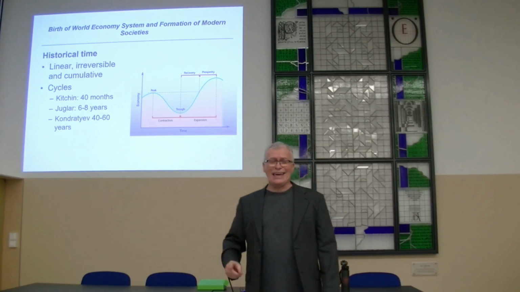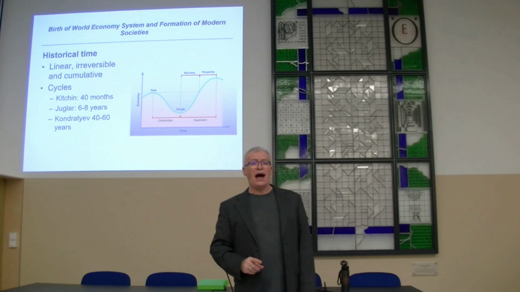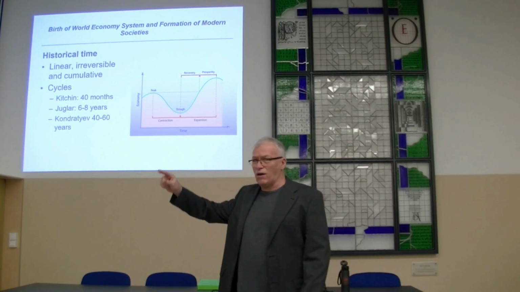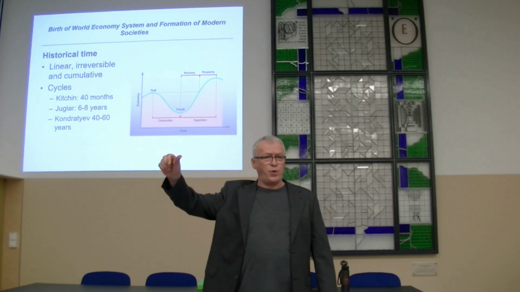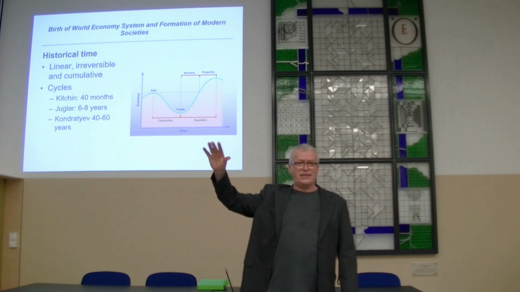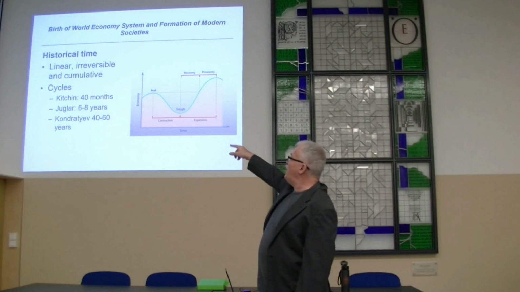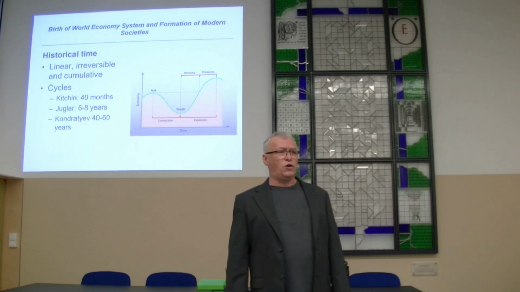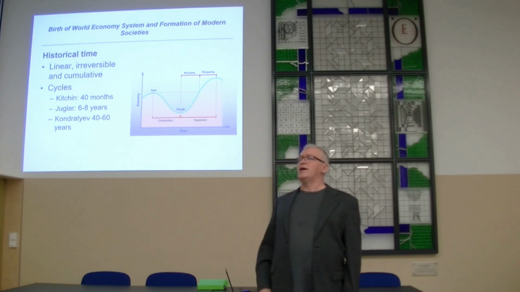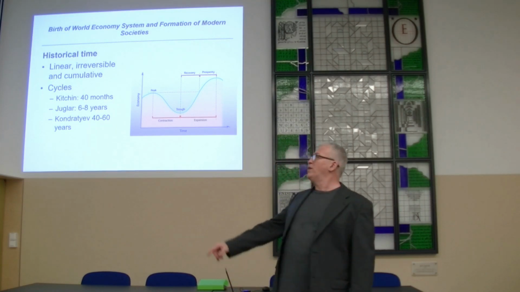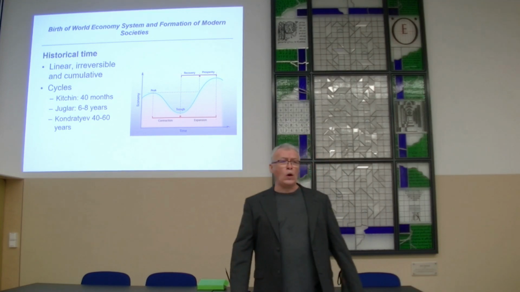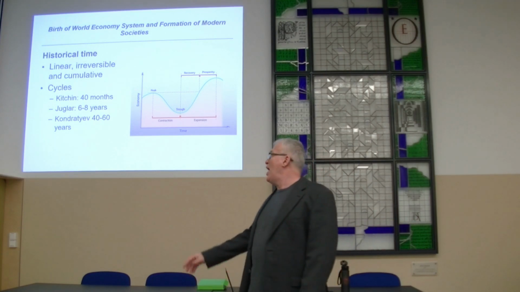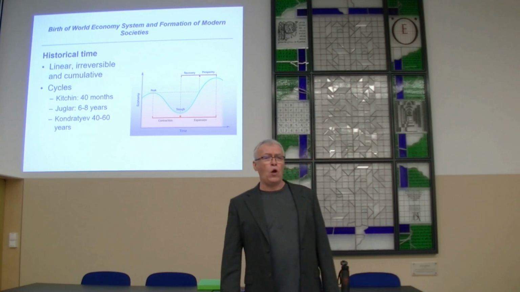For making a cycle concept, scholars used time series analysis and identified returning cycles in the time series of production, salaries, prices, and economic indicators. Different types of cycles: Hitchin, a British scholar, identified a 40-month-long cycle. Juglar, a French scholar, a 6 to 8 year long cycle. And Dmitry Dmitrievich Kondratyev, a Russian scholar, a 40 to 60 year long cycle.